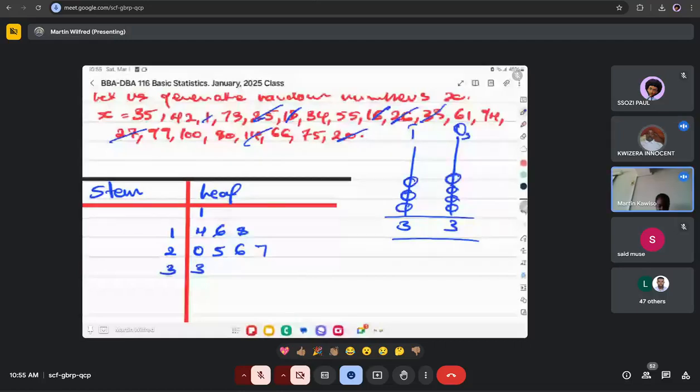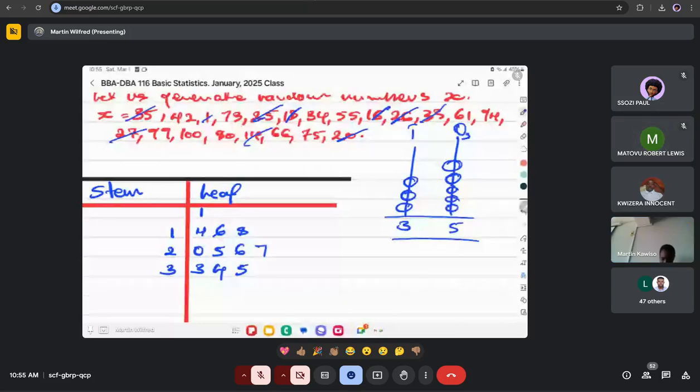Next smallest, 35. Next smallest, 42. Next smallest, 61. 55.